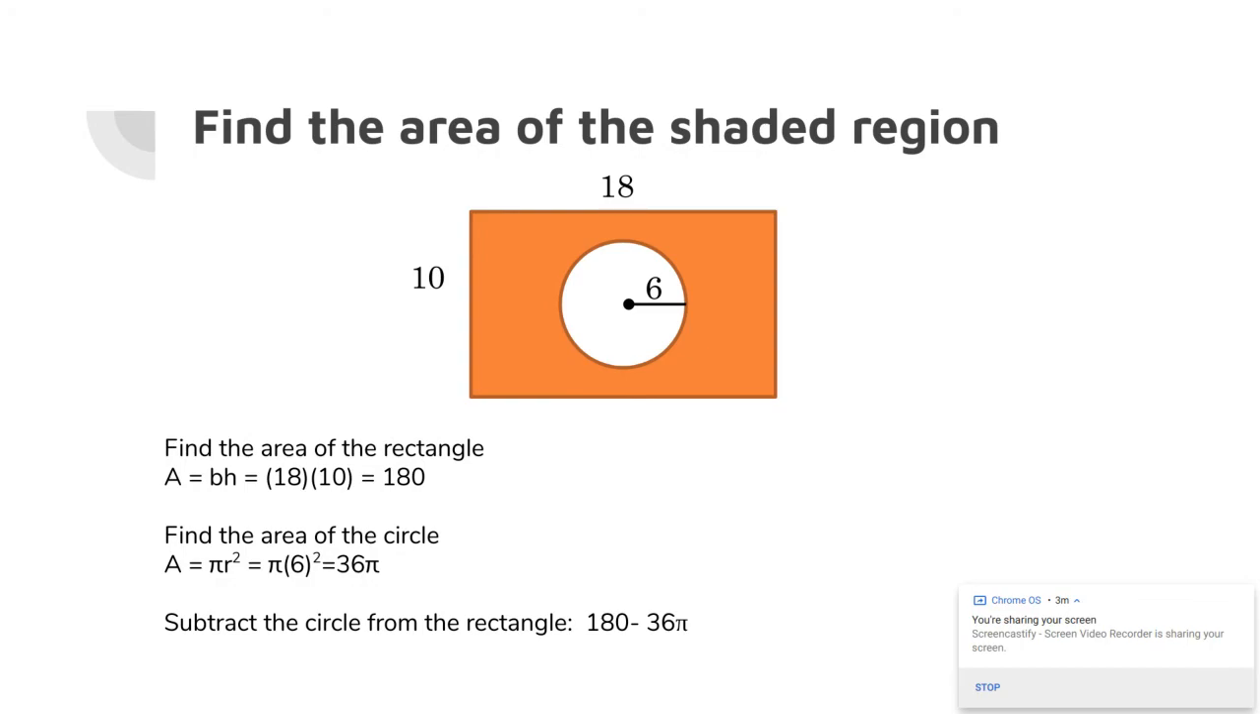So 180 is the area of the rectangle minus 36 pi, which is the area of the circle. And that's how we're going to leave the answer. We're not going to take the 36 and subtract it from 180 because the 36 is multiplied by that pi. And if we subtracted those, we would violate the order of operations. So anytime you're finding the area of a shaded region, you're probably going to be subtracting from the biggest area. So in this case, the biggest area is the rectangle. The circle is just a portion of that.